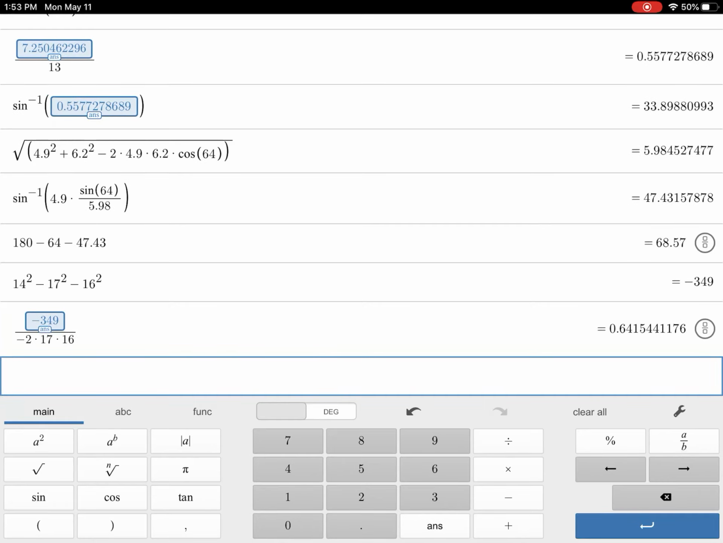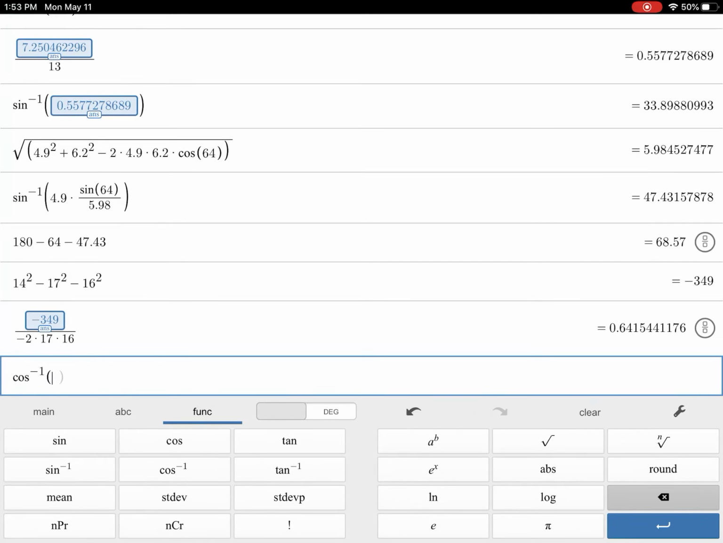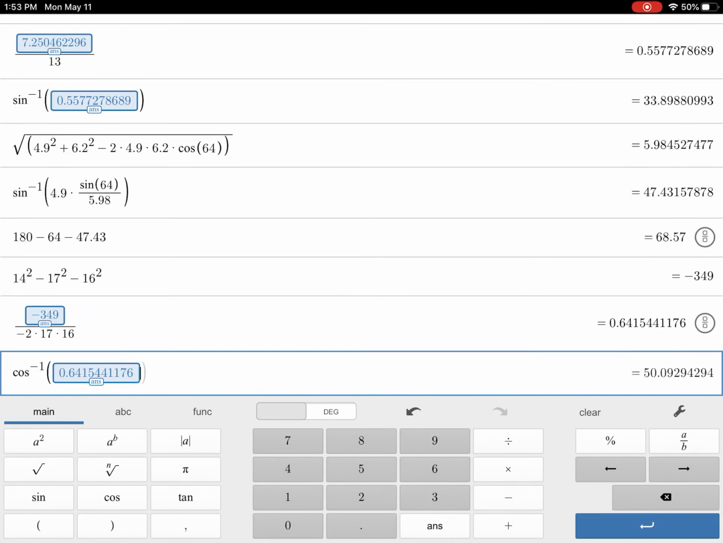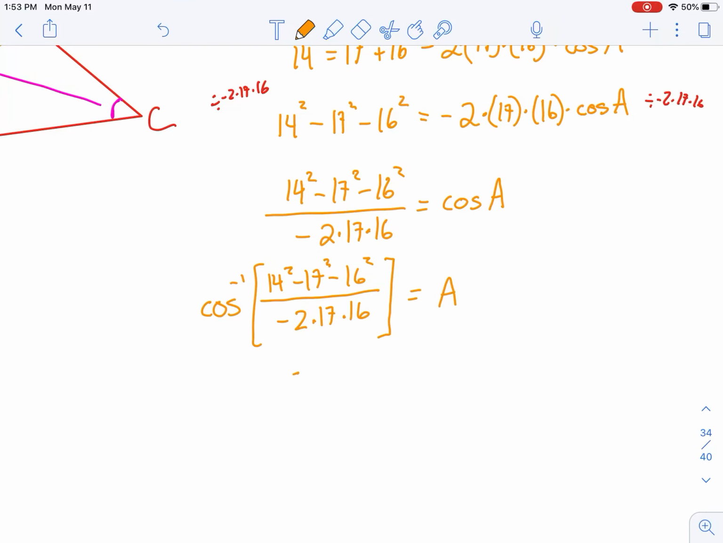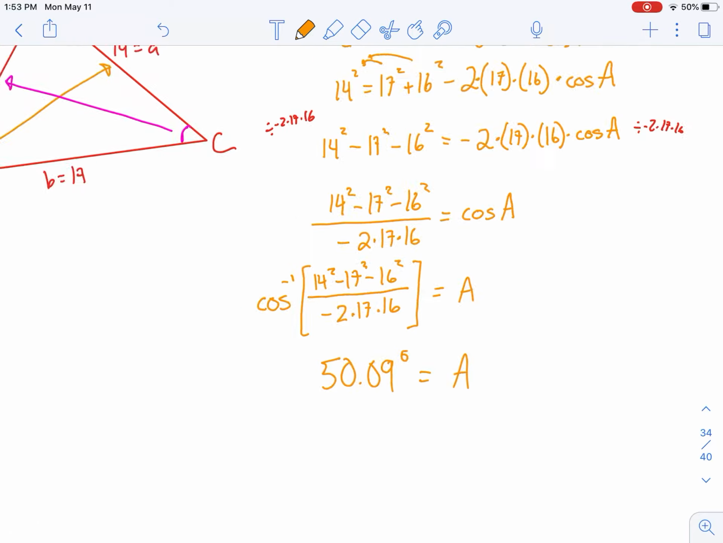I'm going to hit enter. That saves it in my answer button in my calculator. Then I want to do second function, the cosine inverse of that answer. Hit the answer button, and we get the answer of 50.092. 50.09 rounded to 2 decimals. 50.09 degrees is equal to A.